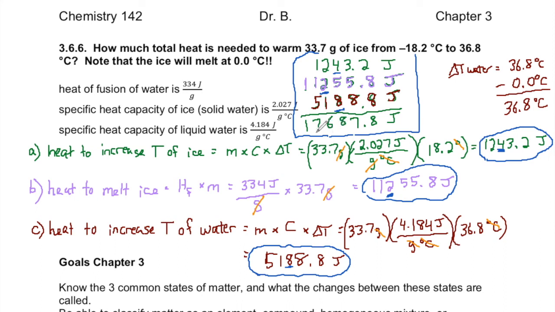That adds up to 17,687.8. The uncertainty is both in the hundreds place and in the tens place. So we're going to have to round it to the hundreds place. And that gives us a total heat of 17,700 joules as our final answer.